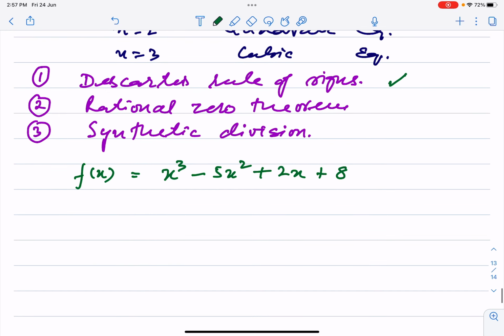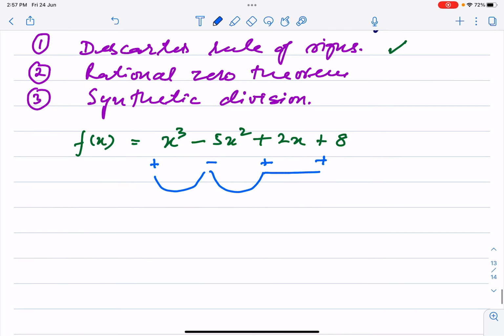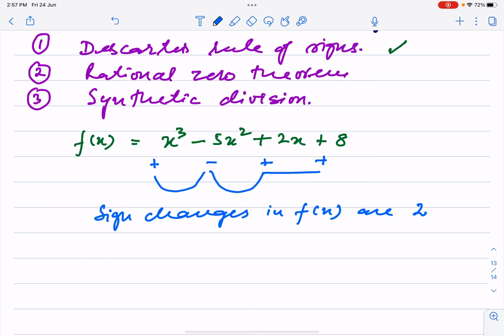Now first, starting with Descartes rule, you see the sign of the coefficients. It is positive here, then negative, then positive, then positive. So positive to negative, negative to positive, positive to positive. So the sign changes are two. Let me write: sign changes in f(x) are 2. That means there will be two positive real roots.